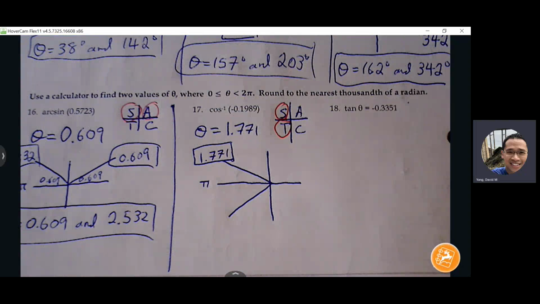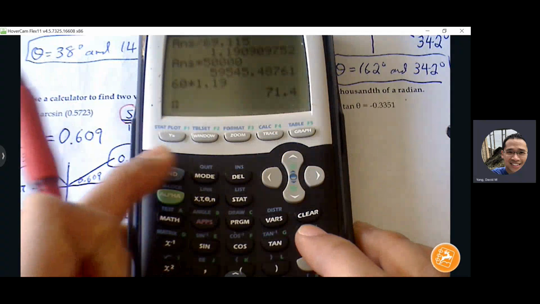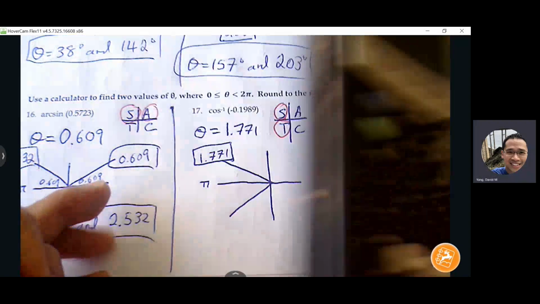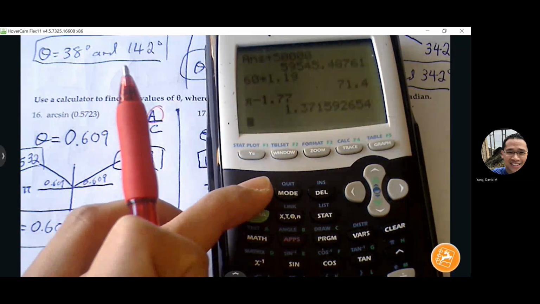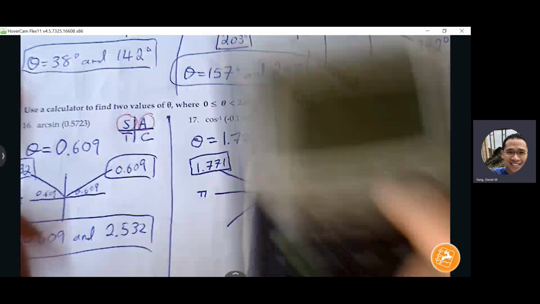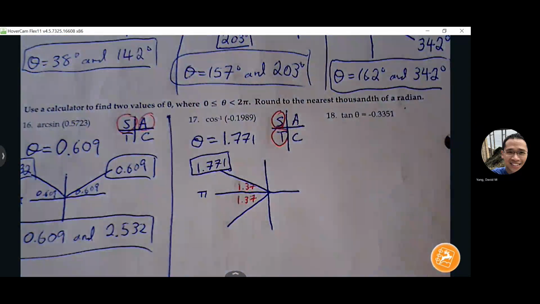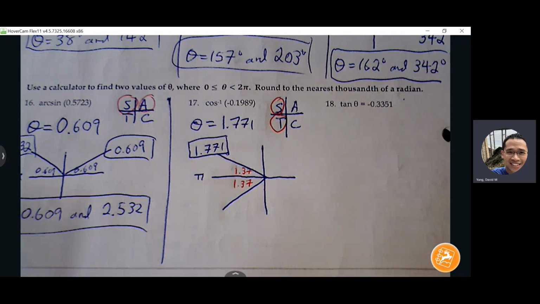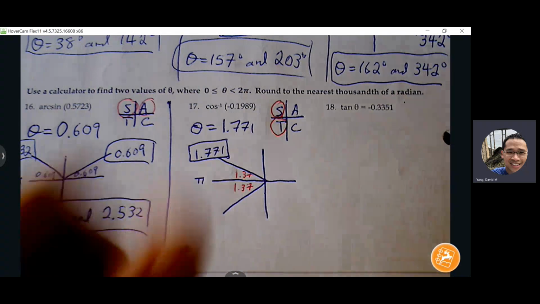Okay, subtract from pi, get that decimal value. Let me know what you get. I would use pi, use that pi notation just to get that accuracy if you can. So if you have that, so pi. I got 1.37. Is that what you guys got? Okay. Now we can find that third quadrant by doing what? Adding pi. Good. Pi plus 1.37.